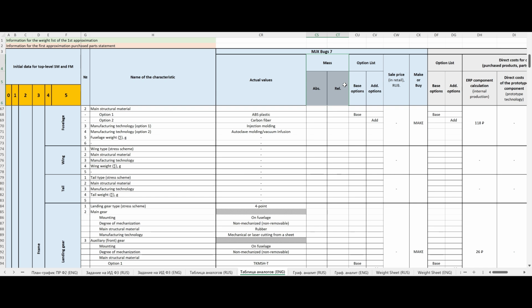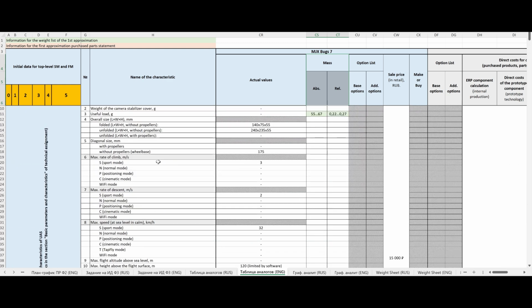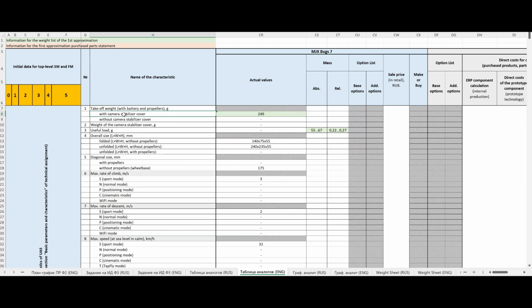A simpler example is to determine the mass of the camera stabilizer cover by finding the difference in takeoff masses with the stabilizer cover and without it. It should be noted that there are statistical formulas in the educational and methodological as well as scientific literature for calculating the mass of individual units and systems of airplanes and helicopters. However, their use, in my opinion, is too rough and approximate.